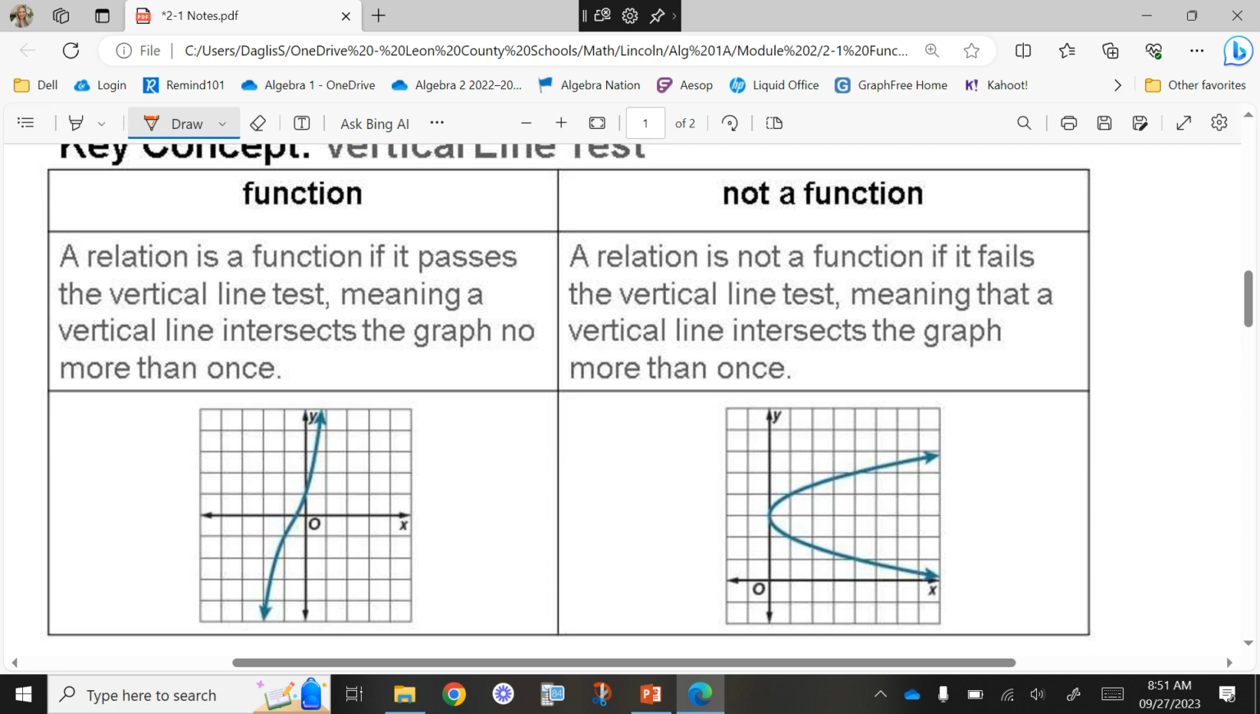So it would pass. Sometimes people take their pencil and they kind of slide it across the graph. So here, if I took my ruler and I went across, see how it never touches it in more than one spot? Okay, but look at this one over here.